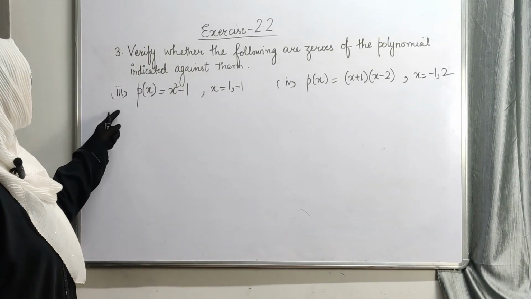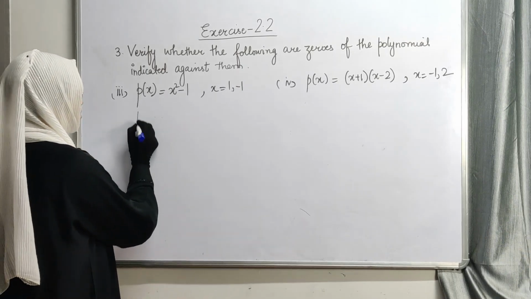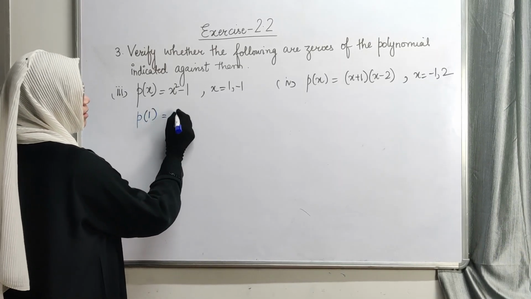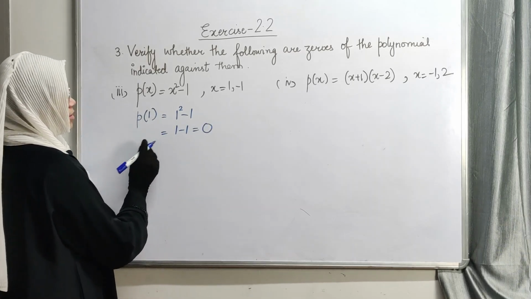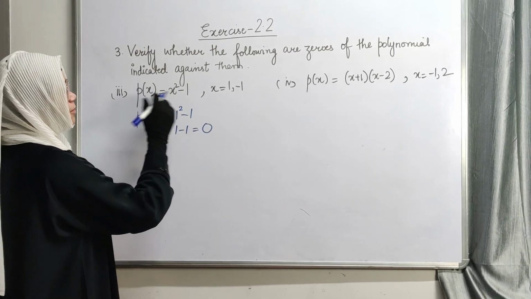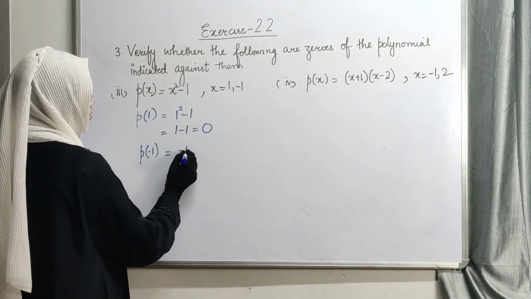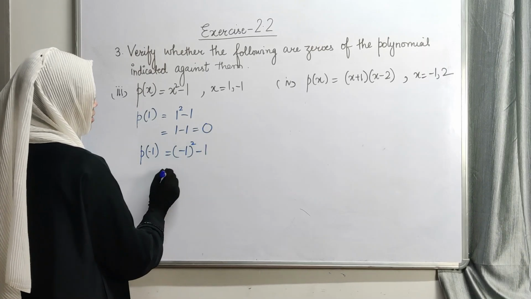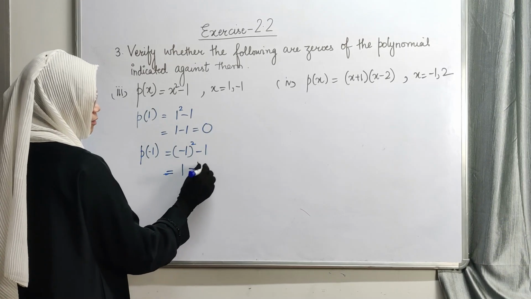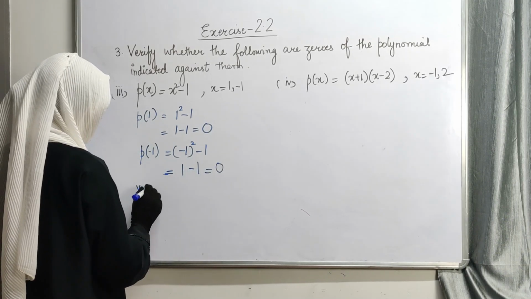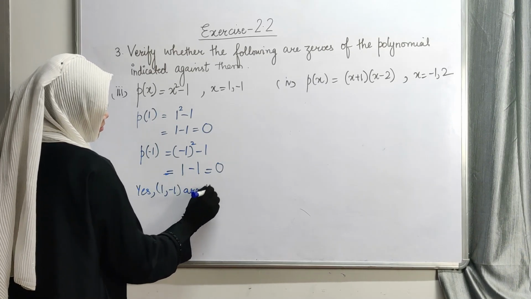Now let's take a look at the third part. p(x) equals x squared minus 1 at x equals 1 and minus 1. Let's start with 1. 1 squared minus 1 is 1 minus 1, which equals 0. It means 1 is a zero of p(x). What about minus 1? Let's check. Minus 1 squared minus 1. What is the value of minus 1 whole squared? The value of minus 1 whole squared is 1. 1 minus 1 is 0. It means yes, 1 and minus 1 are the zeros of the polynomial.